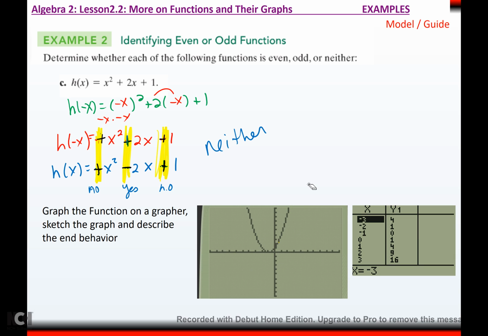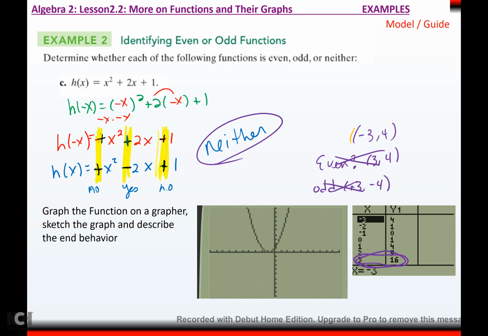And you can look at an ordered pair. If I look at negative 3, 4, if this function was even, then positive 3, 4 would have to be on the graph, and it's not. If it was odd, then positive 3, negative 4 would have to be on the graph, and again, it's not, so it's neither.